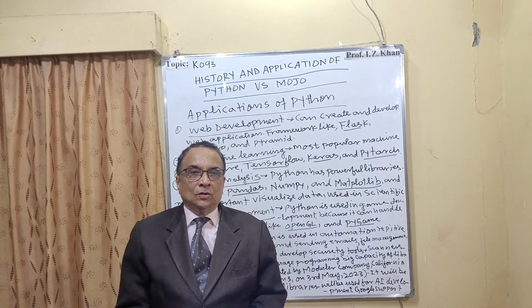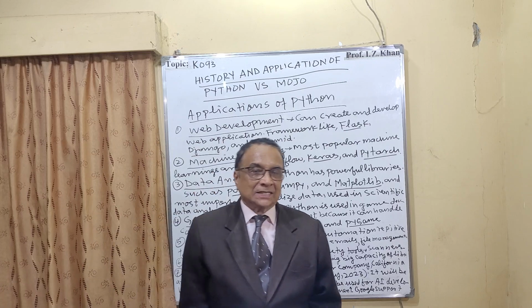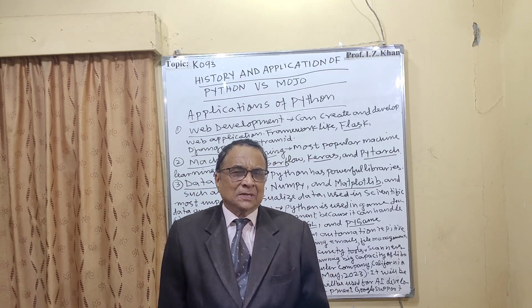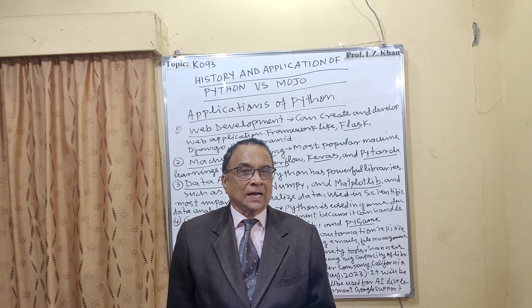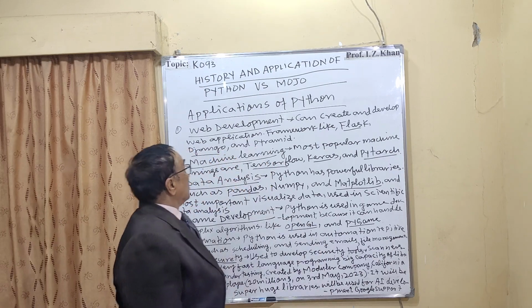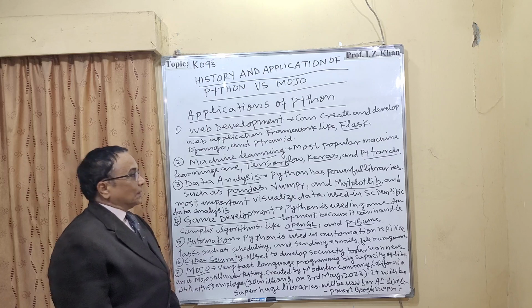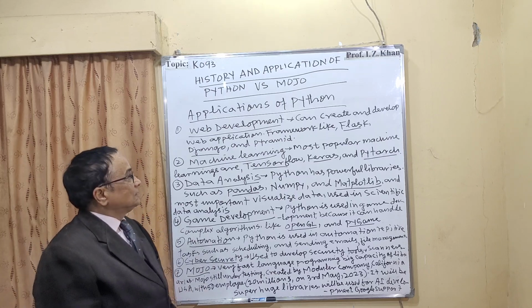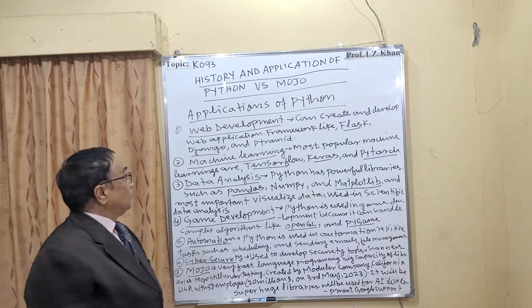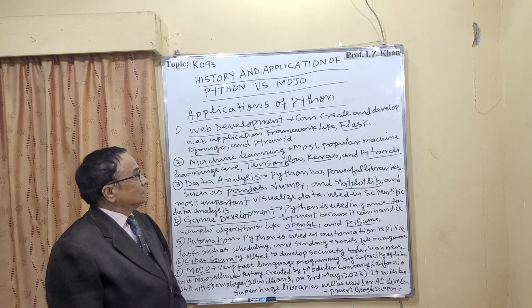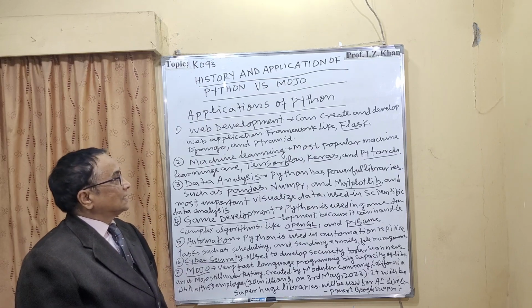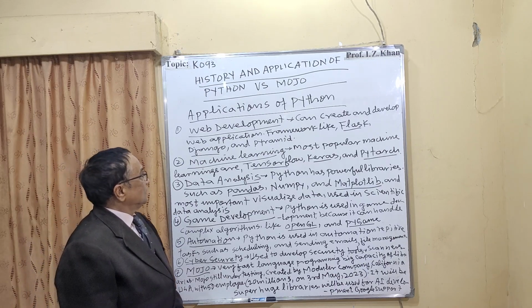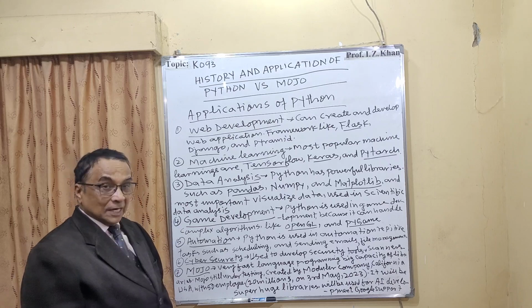So I have already told you some of the applications, but here it is itemized, and I have given some little information about different types of applications. So number 1 is web development. Python is widely used in website development and can create and develop web applications, and there are frameworks like Flask, then Django and Pyramid.